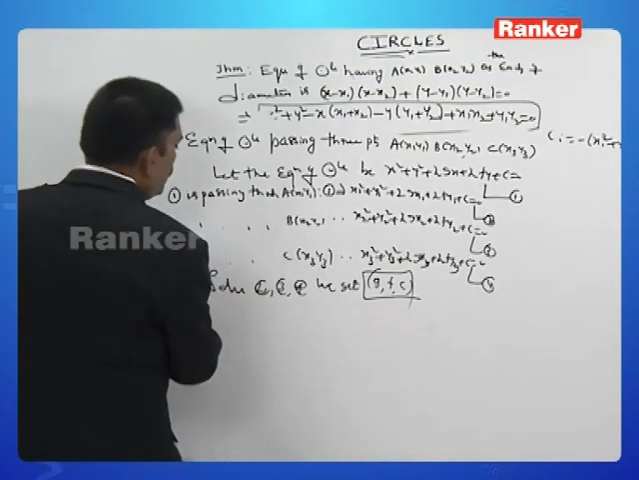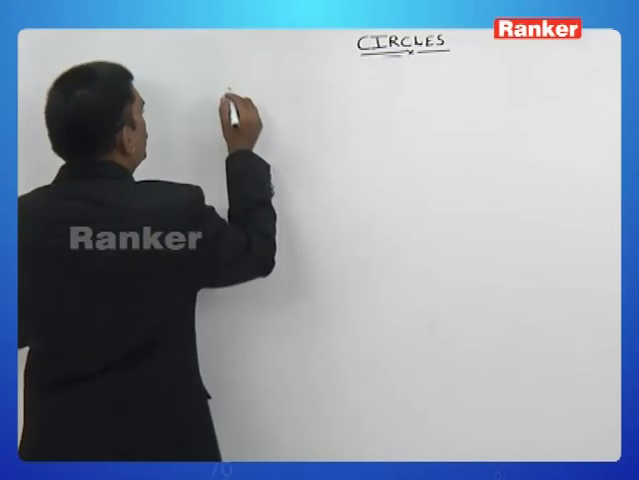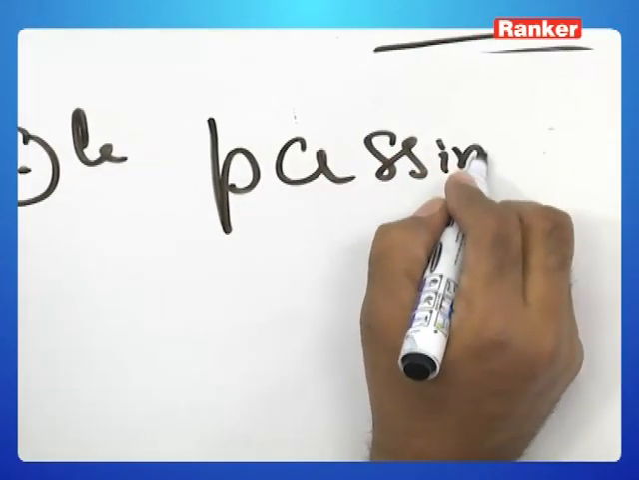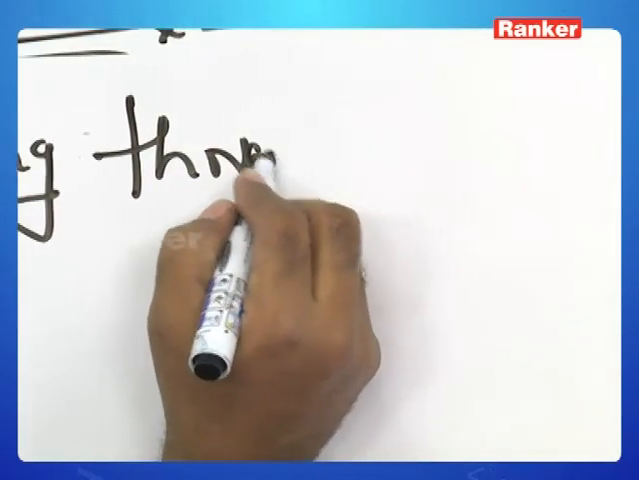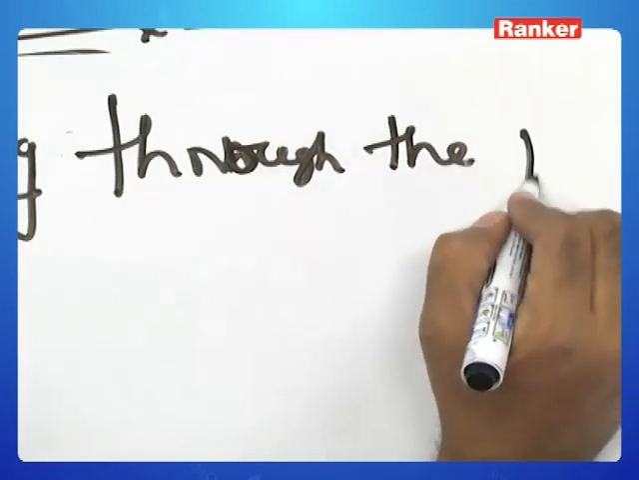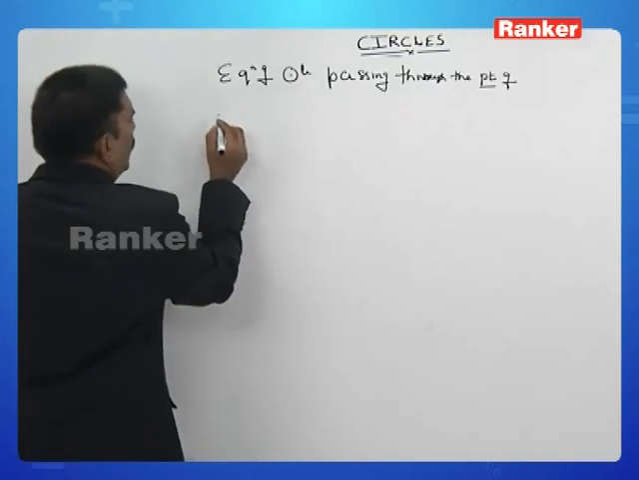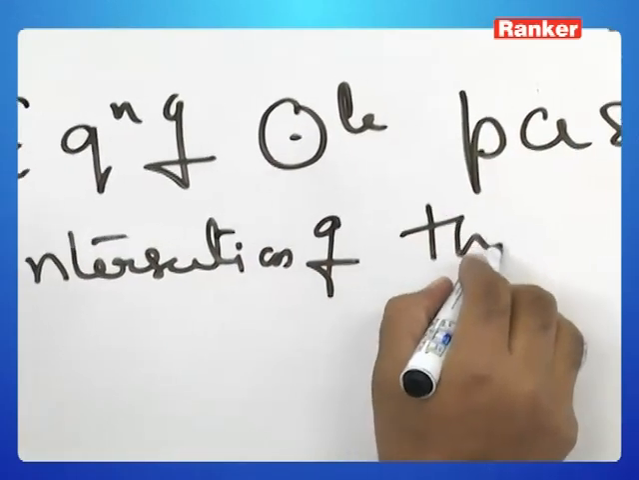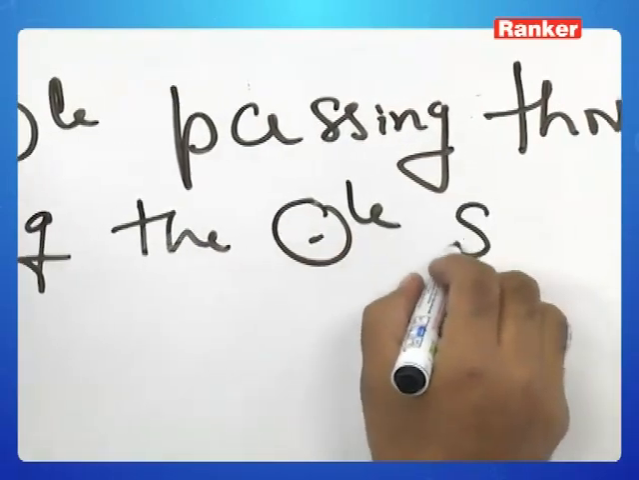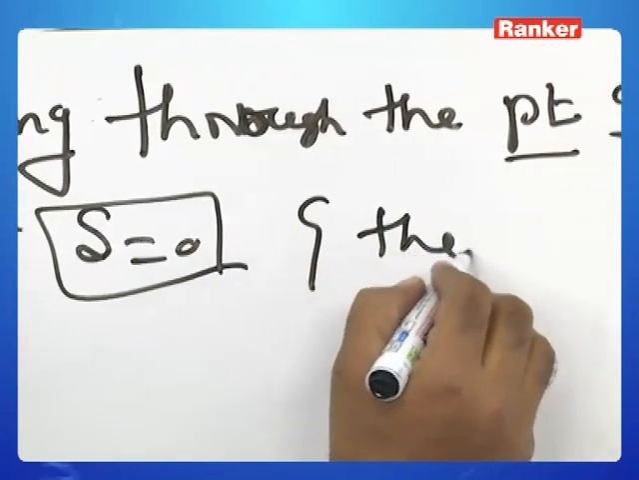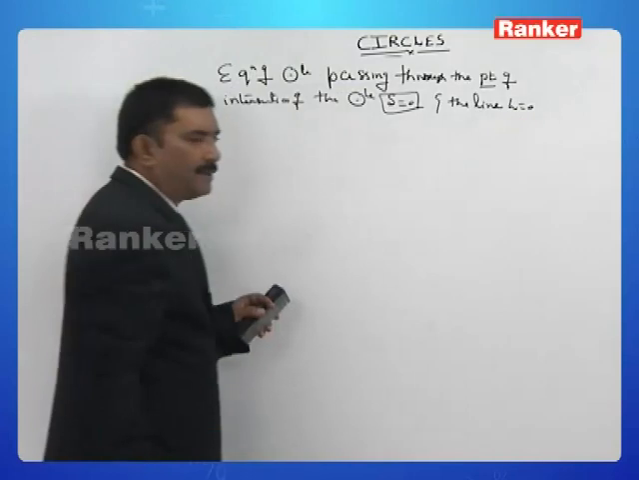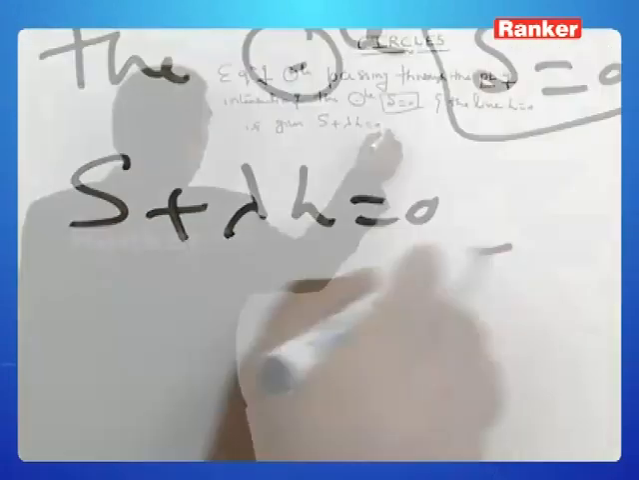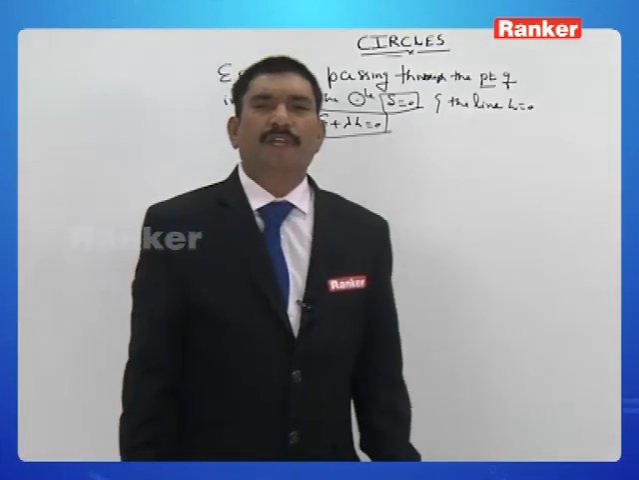There is another method. What is it? The third method. What is the third method? The third method is the equation of a circle passing through the point of intersection of the circle S is equal to 0 and the line L is equal to 0, given by S plus lambda L is equal to 0.